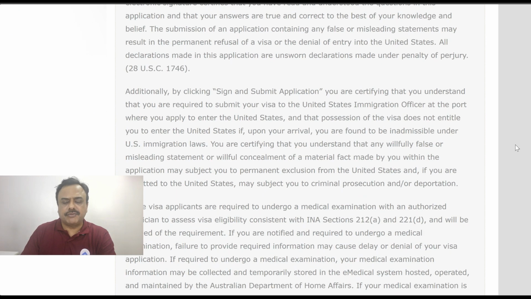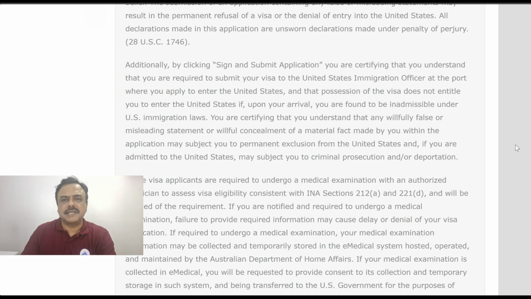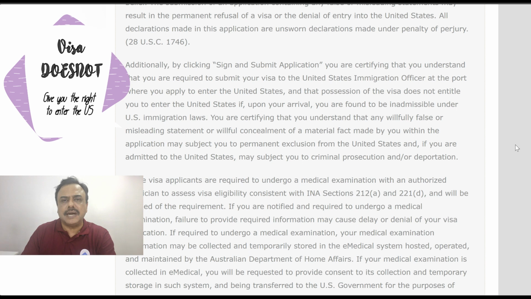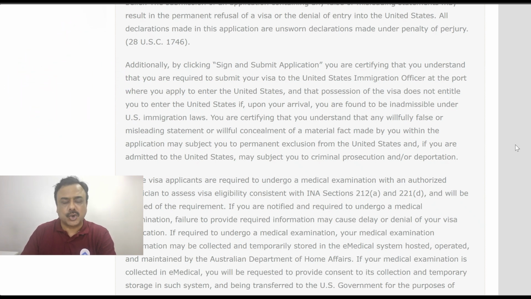The second critical information that is provided in this page is that even if you get the visa, the final decision will be taken only when you are going for your immigration interview. Immigration interview is a very critical interview before you enter the US soil, and I will be making a video on that as well.